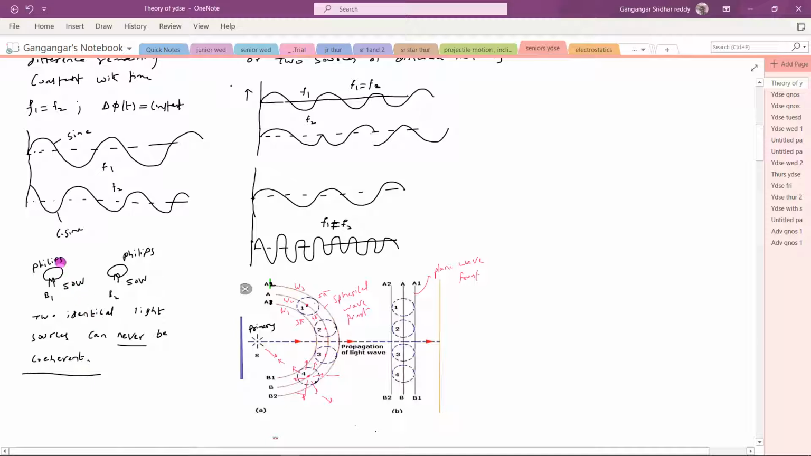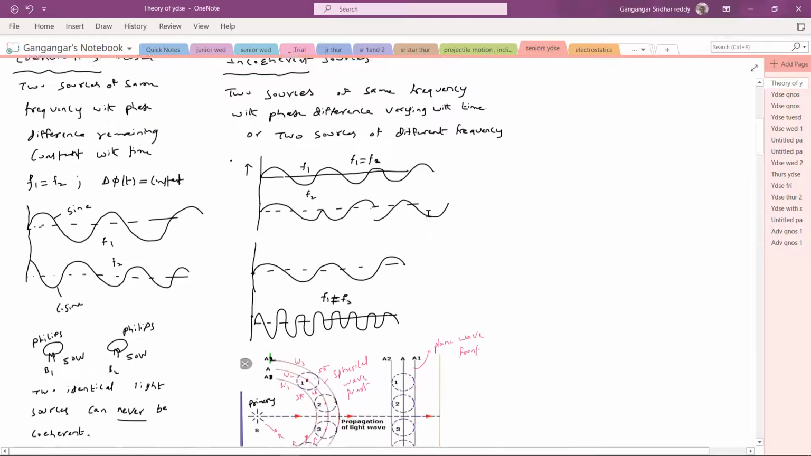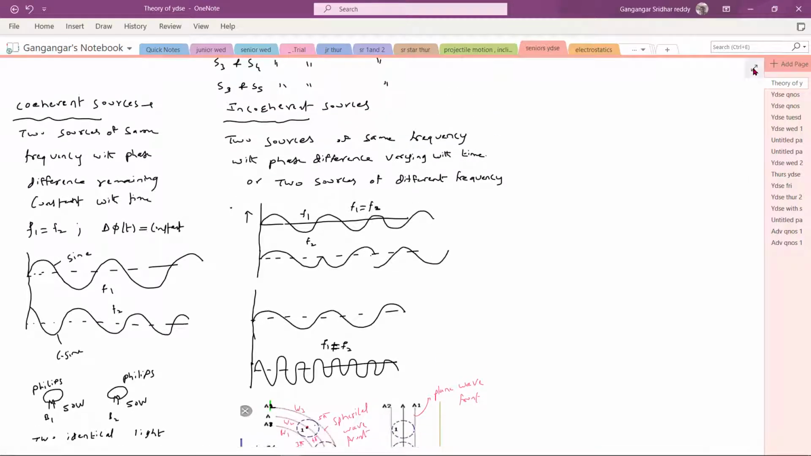All the light energy that is emitted is due to excitation of atoms, and different atoms will have different phases. Because of that, two light sources can never be coherent. That's the basic condition. Okay, we have had that discussion. Let's proceed.